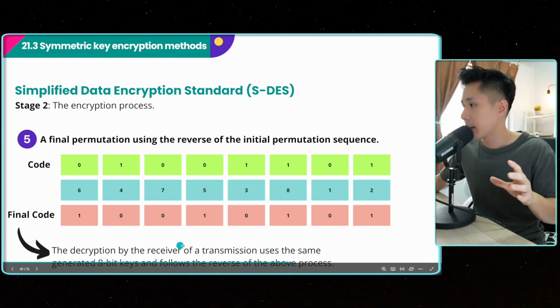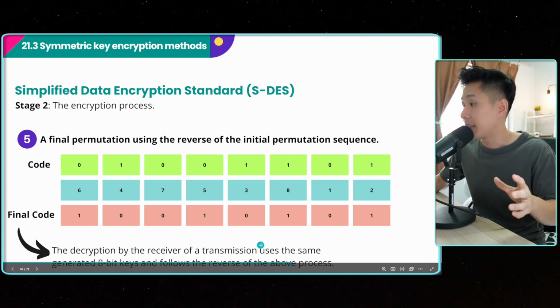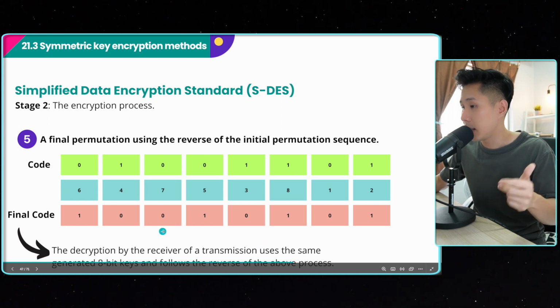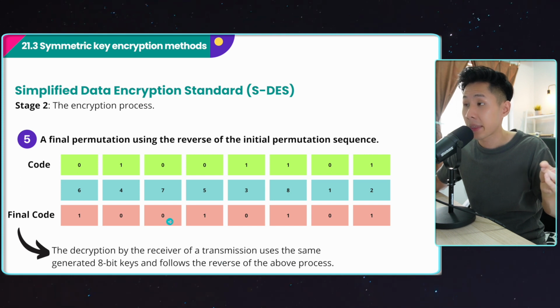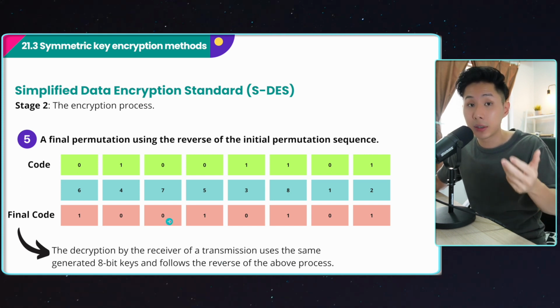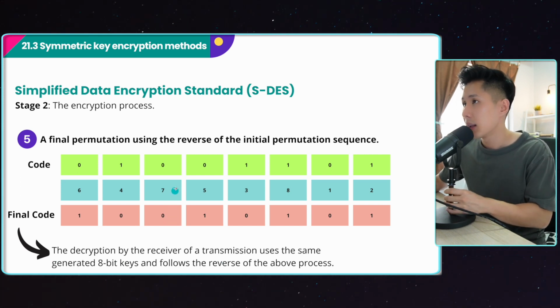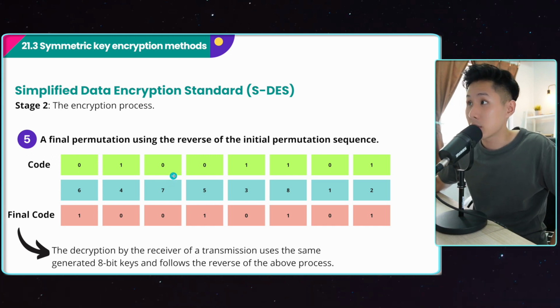Then for the decryption by the receiver of the transmission, they can just use the same 8-bit keys and follow the reverse of the above process. And this will allow the receiver to decrypt the message. So this is how simplified data encryption works.